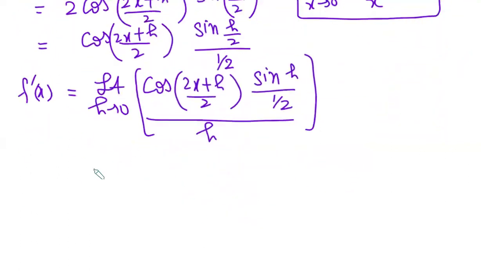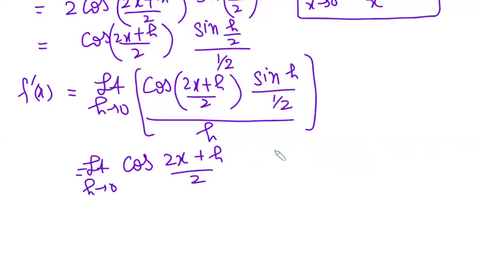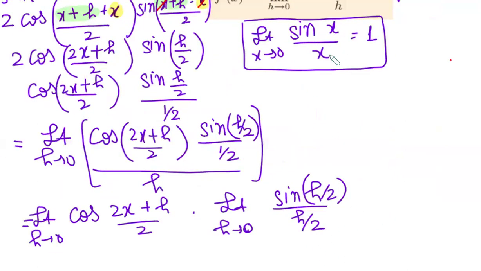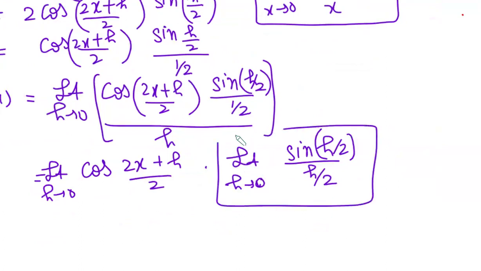Now I'm applying the limits. I'm going to apply the limits for individual functions. The first function is cos of 2x plus h over 2. Applying the limit h approaches to 0 for this function, and then limit h approaches to 0 on the second. The second function is this whole thing, including this h, limit on sine h over 2 over h over 2. Clear? So now using this property, sine x over x, limit x approaches to 0, is equal to 1, which means that this whole thing will be equal to 1, right?